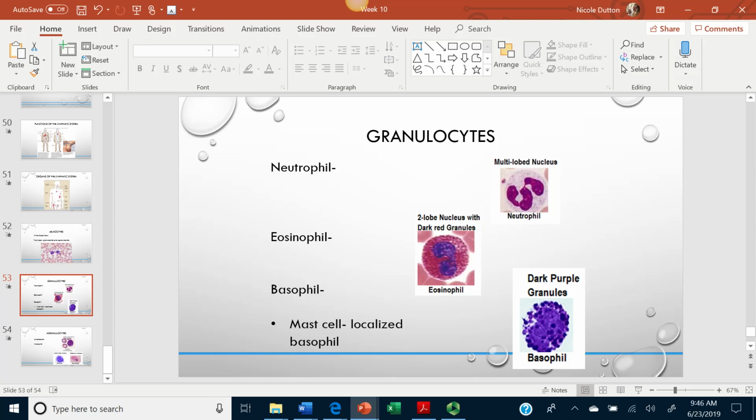Basophils mediate inflammation and allergies. Basophils and mast cells have a lot of the same structures. They used to think that mast cells were just localized basophils, and now there's a little bit more research saying they're actually two different cells. But usually basophils are going to be in circulation, and mast cells are going to be localized in the tissues. These mast cells are going to be the first responders in that inflammatory response that we just talked about.